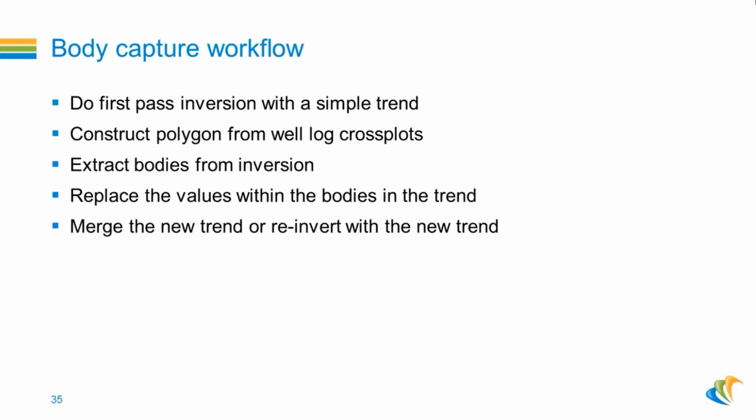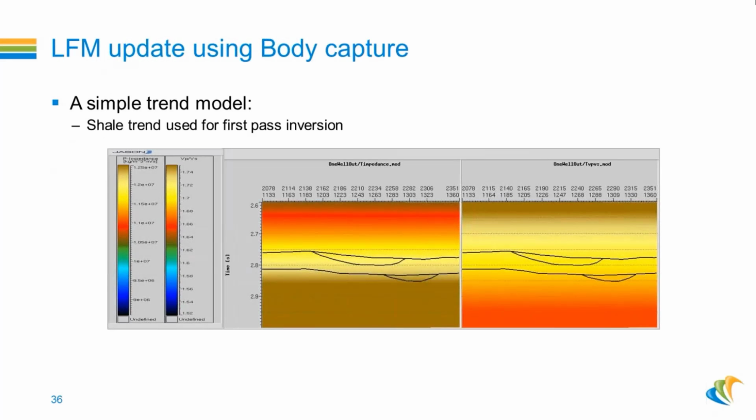Next workflow is the body capture workflow. So we do a first pass inversion with a simple trend, construct a polygon from well log cross plots, extract bodies from the inversion, replace the values within the bodies in the trend, and merge the new trend or re-invert with a new trend. This is a synthetic example. We start with a simple background, here we're using P-Impedance and Vp/Vs, just a regional trend model.